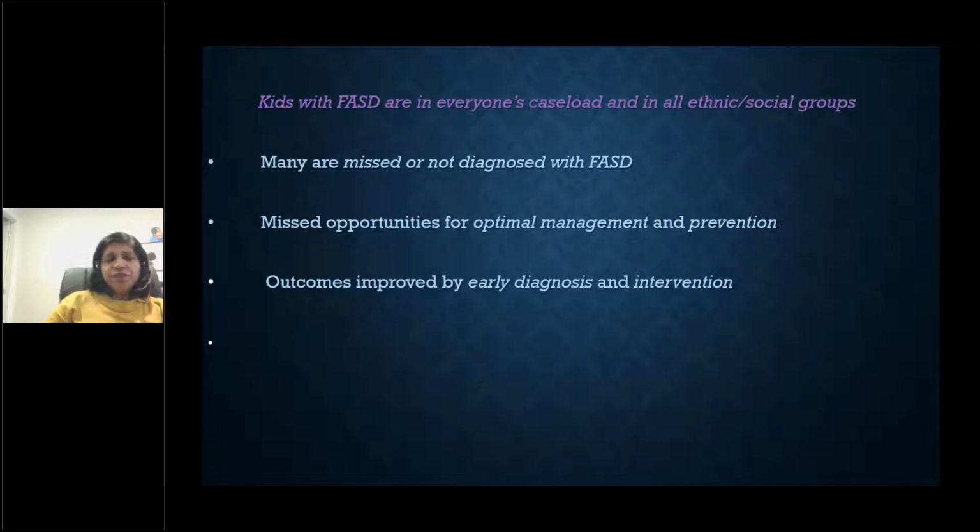Now, kids with FASD or young people with FASD are in everybody's caseload, whether it is pediatricians or GPs, and it is also a misnomer that it is more common in certain ethnic populations. In fact, it is common in all ethnic populations. Most of the young people or children are missed or not diagnosed with FASD because they are given false labels or misdiagnosed with conditions like ADHD or intellectual disability, learning disorders. The other reasons are that there are missed opportunities for optimal management and prevention of this condition. Outcomes can be improved by early diagnosis and intervention.